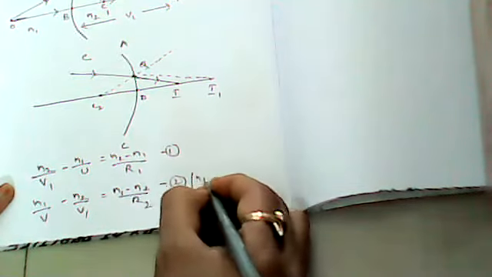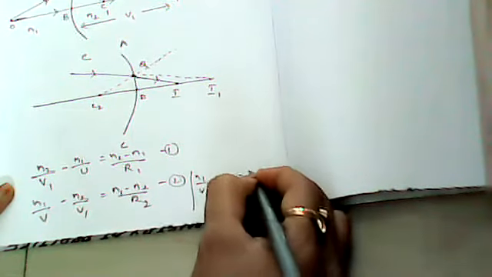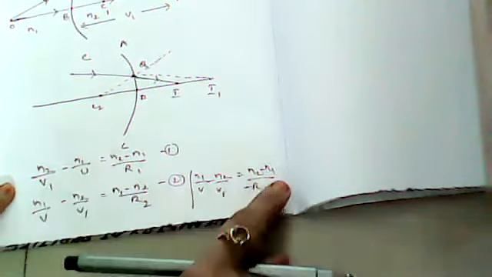Okay, consider this equation as 2. Or we can write this equation as N1 by V minus N2 by V1, which is equal to N2 minus N1 by minus R2. ಓಕೆ, ಯಾಕಂದ್ರೆ ಈ ಎರಡು N2 minus N1, N2 minus N1 ಇದ್ರೆ ನಮಗೆ ಸ್ವಲ್ಪ ಈಸಿ ಅಂತ. ಓಕೆ, ನಾವು ಅದನ್ನ ಬರ್ಕೊಂಡಿವಿ.